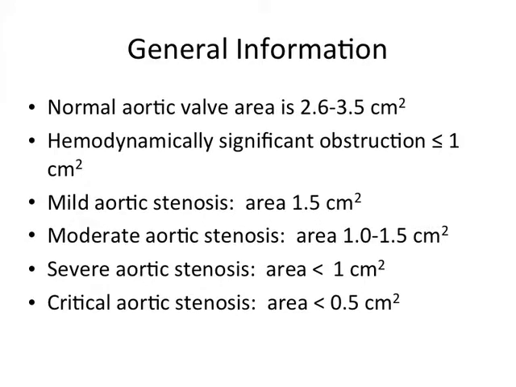A normal aortic valve is considered to have an aortic valve area of 2.6 to 3.5 centimeters squared. The classification of severity of aortic valve disease is based not only on valve area but on other hemodynamic and clinical data as well. Hemodynamically significant obstruction occurs in an aortic valve area less than or equal to 1 centimeter squared. Listed on this slide are the various levels of severity of aortic stenosis and the associated aortic valve areas.